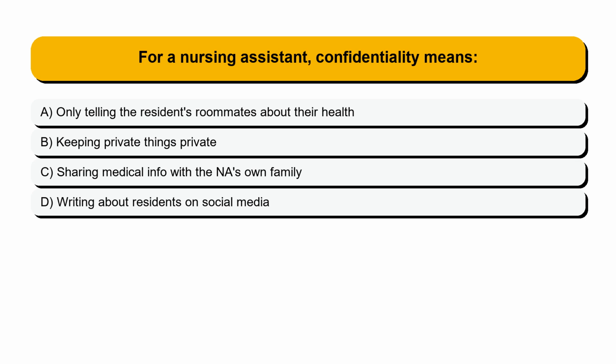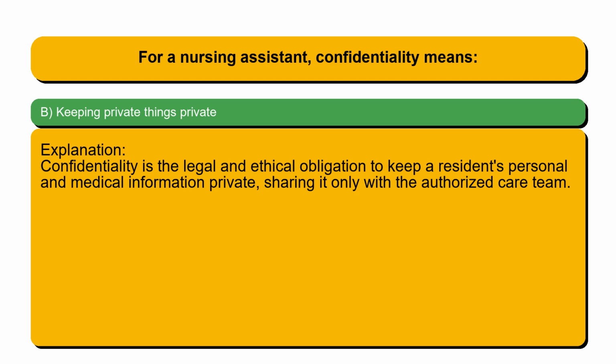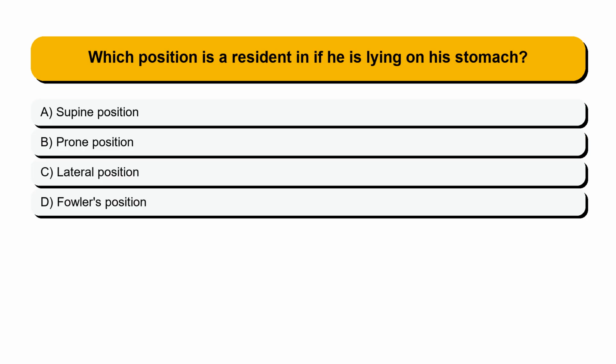Question 63. For a nursing assistant, confidentiality means: Option A, only telling the resident's roommates about their health. Option B, keeping private things private. Option C, sharing medical info with the NA's own family. Option D, writing about residents on social media. The correct answer is option B, keeping private things private. Confidentiality is the legal and ethical obligation to keep a resident's personal and medical information private, sharing it only with the authorized care team.